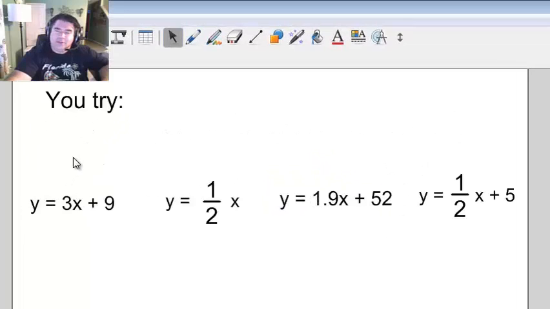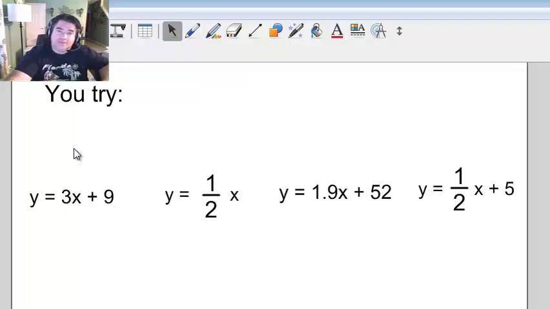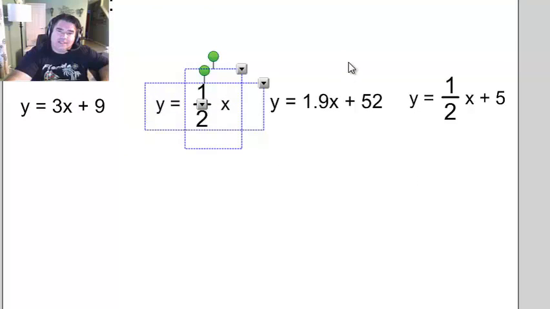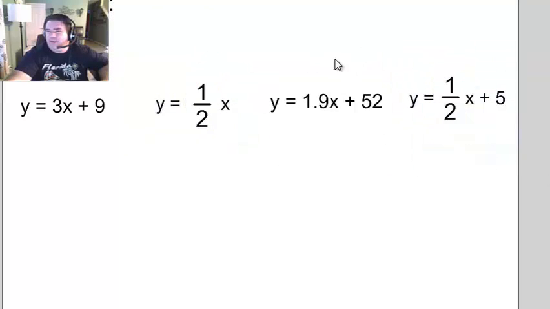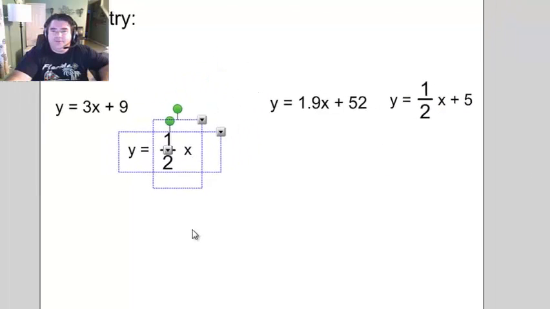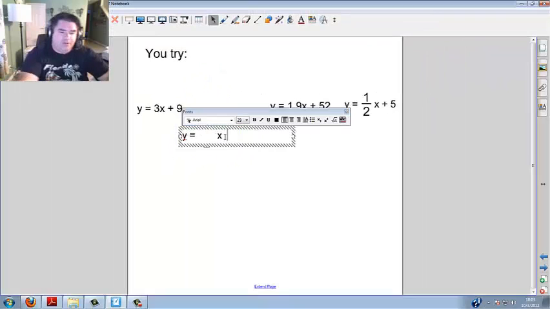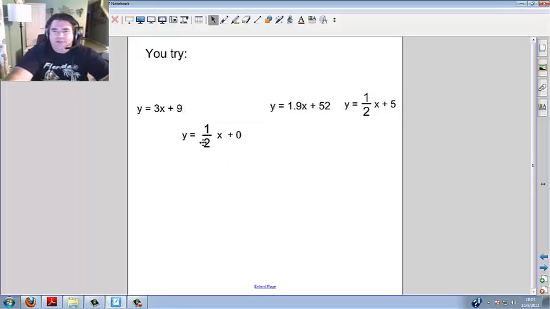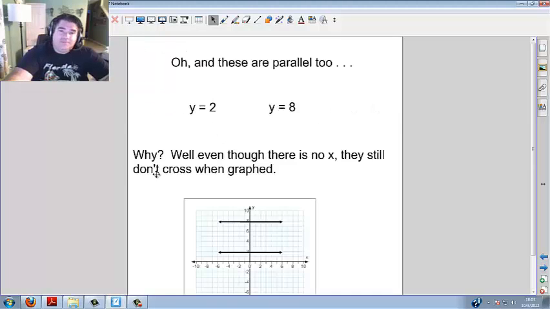So go ahead and find the ones that are the same slope, which make parallel lines. And I hope you realize it is this and this. Although you might say, wait a minute, this has plus 5 on the end, but this one has nothing. Well, that's true, but really all that means is that it could be y equals half x plus 0. So really, the absence of an intercept just means 0 is the intercept.